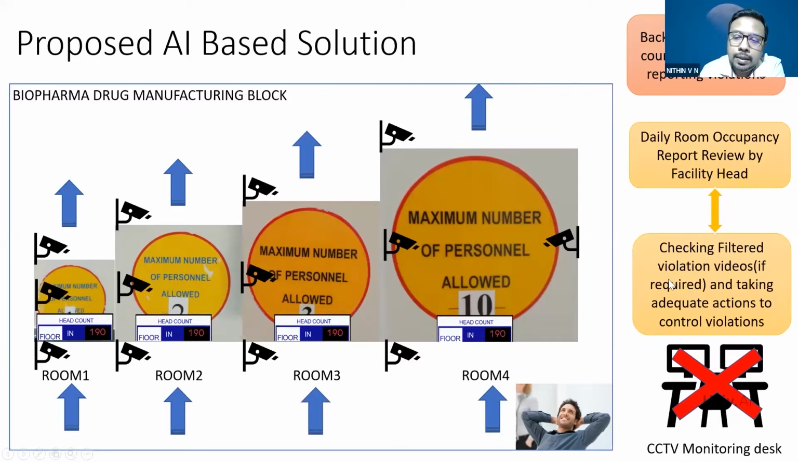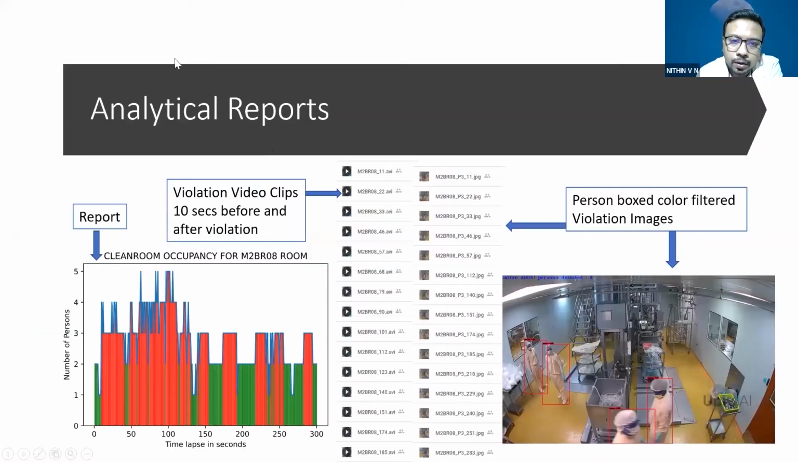Whenever there is a violation, we record those video clips and keep them in a folder for the facility head to review. We also have the violation image, which we'll be showing ahead. So what are the analytical reports that come out of this backend model? Actually, this is the main report, which is the clean room occupancy report for a particular room. This room name is M2BR8.